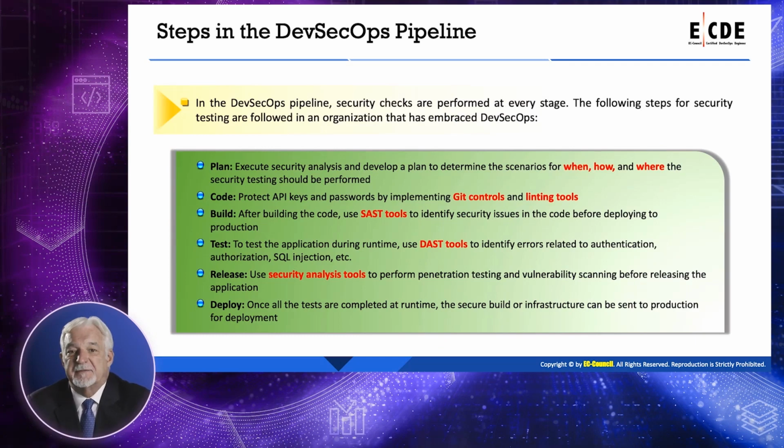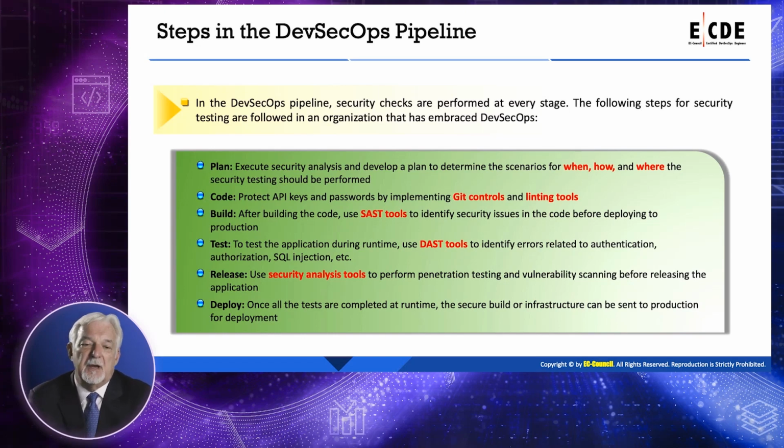Steps in the DevSecOps pipeline. Security checks are performed at every stage pretty much when you have a fully implemented DevSecOps model. The following steps for security testing are followed in an organization that has pretty much fully embraced DevSecOps. In the plan stage, you execute security analysis and develop a plan to determine the scenarios for when, how, and where the security testing will be performed within that cycle.